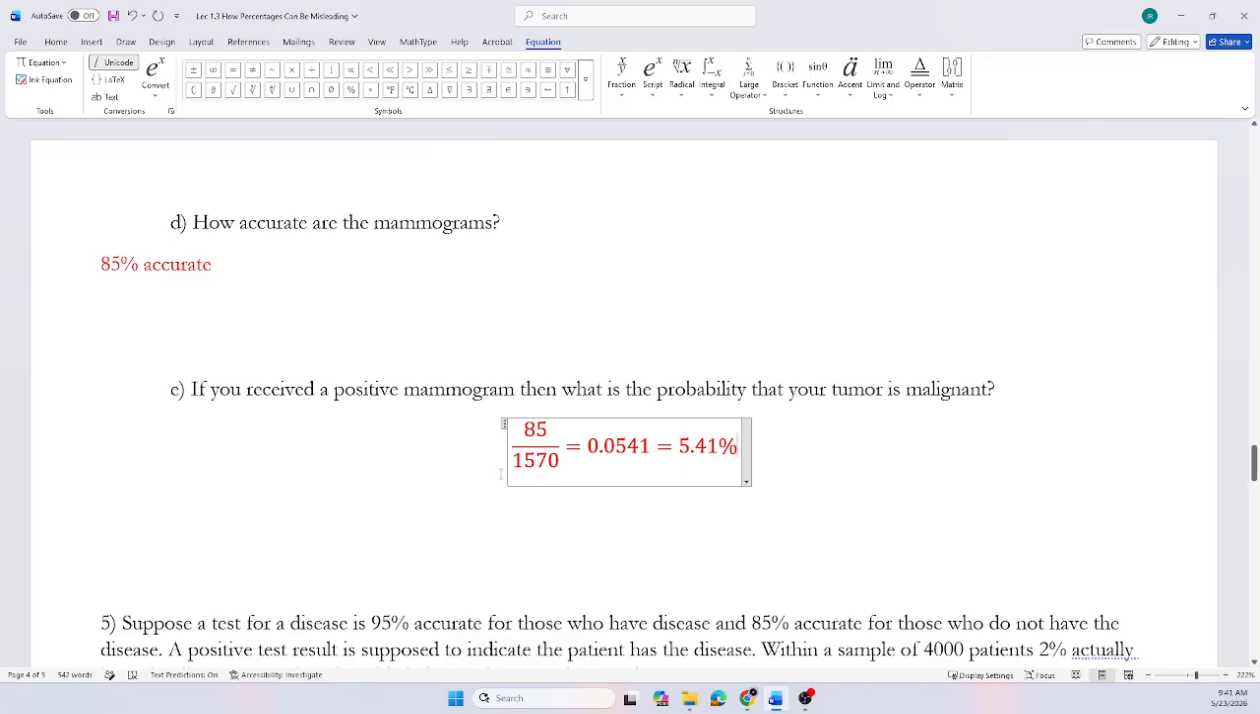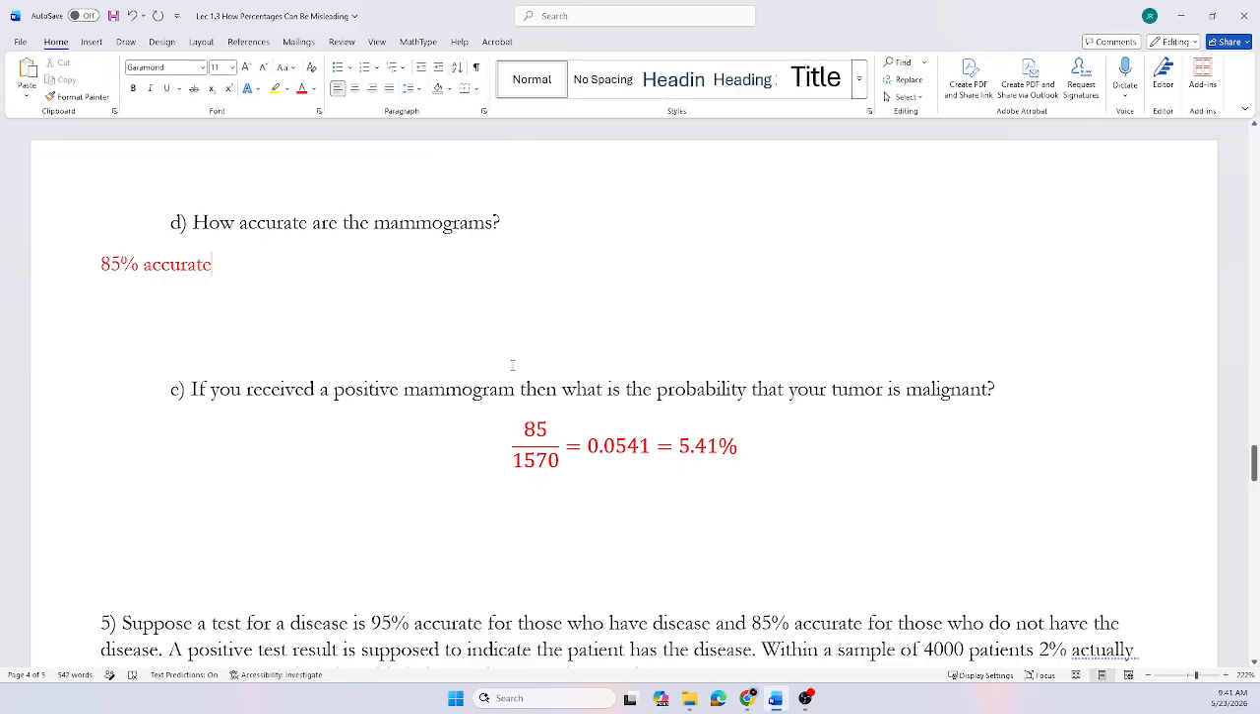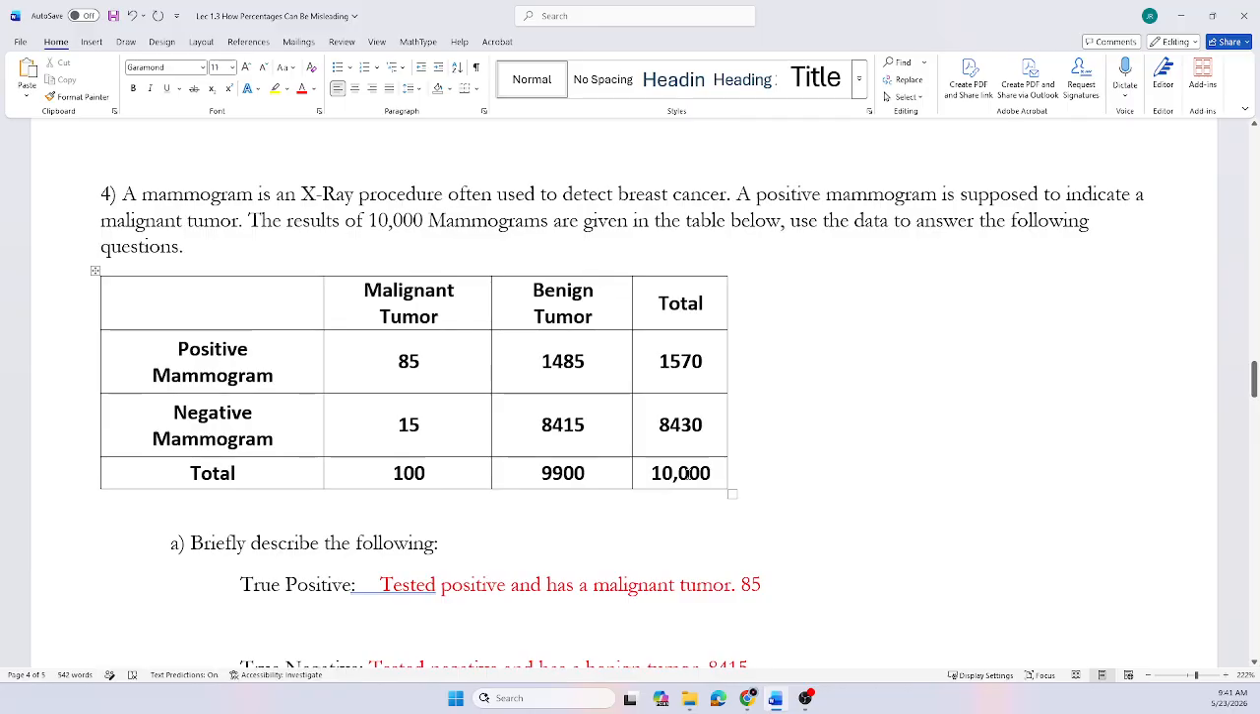Like, how can the test be 85% accurate, but then it results in a 5% probability that if I test positive, it's malignant? Well, that's because the overwhelming majority of tumors are actually benign, thank goodness. So that introduces a huge skew in the data. So the test is 85% accurate. That means it's going to be wrong 15% of the time. So in the case of malignant tumors, it's going to be wrong 15% of the time. In the case of benign tumors, it's going to be wrong 15% of the time. The problem is 15% of 100 is a lot smaller than 15% of 9,900.